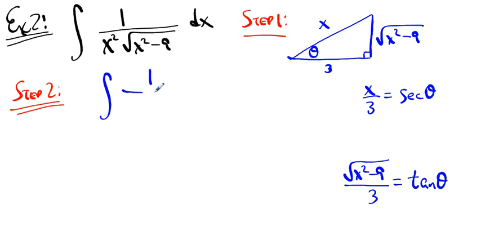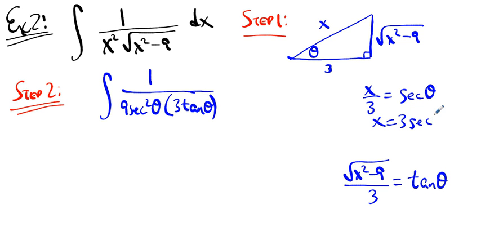So when I take a look at what we've got here, x squared, well, x is 3 secant theta. And the radical, right? So what's dx? Well, if x is 3 times the secant of theta, then dx is the derivative on that times d theta.